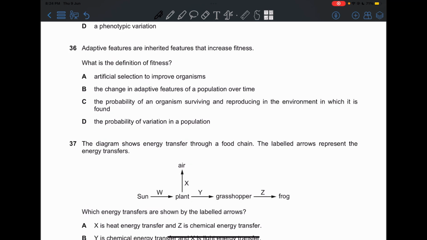36. Adaptive features are inherited features that increase fitness. What is the definition of fitness? Now, as we all know, the definition is actually C, the probability of our organism surviving and reproducing in the environment in which it is found.